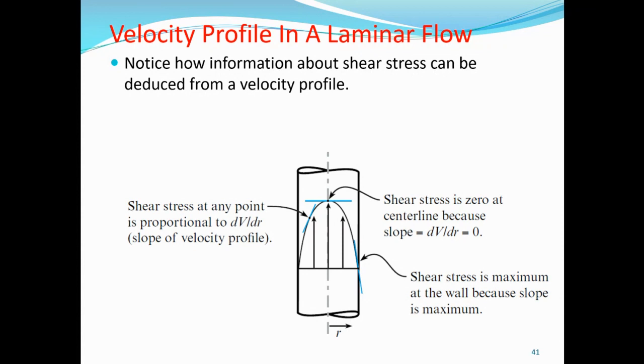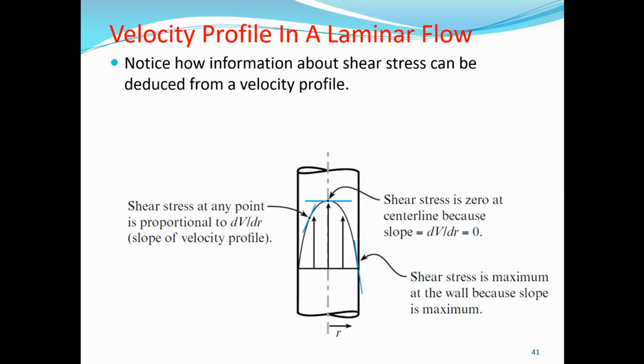The other one is turbulent flow, in which the particles are just mixing. They don't move in particularly defined layers. Laminar flow is usually associated with low velocity, because it's only when the velocity is low that the fluid layers can move in a standard fashion so that they don't mix together. So notice how information about shear stress can be deduced from the velocity profile.